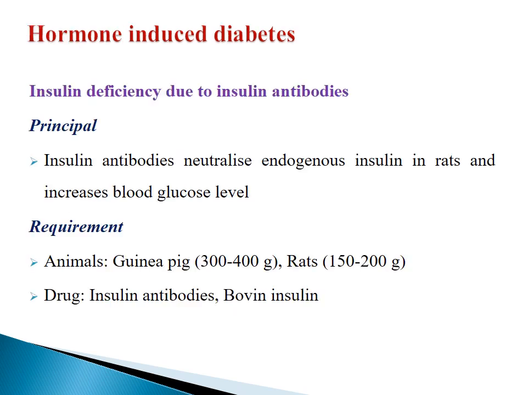In the hormone-induced diabetes model, insulin antibodies are used to induce diabetes. The principle behind this method is that insulin antibodies neutralize endogenous insulin in rat and increase blood glucose level, which can be determined afterwards. This method involves two steps. First, production of insulin antibodies, and second, injection of those insulin antibodies to the particular animal. So two species of animals are used, guinea pigs and rats. Guinea pigs are used for production of insulin antibodies, and those insulin antibodies are then given to rats.